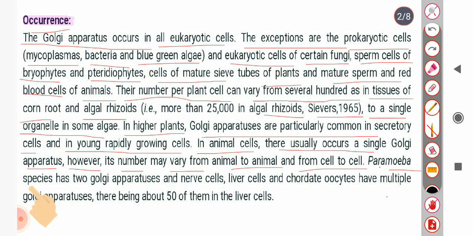Paramoeba species has two Golgi apparatus, and nerve cells, liver cells and chordate oocytes have multiple Golgi apparatus, there being about 50 of them in liver cell. Means Golgi apparatus about 50 in liver cell.